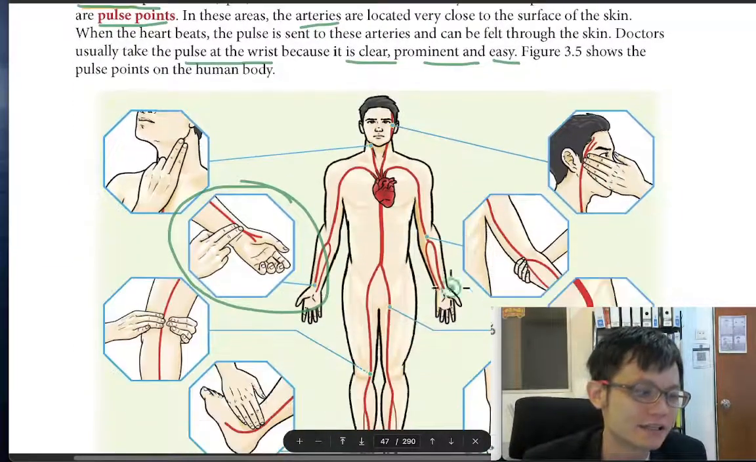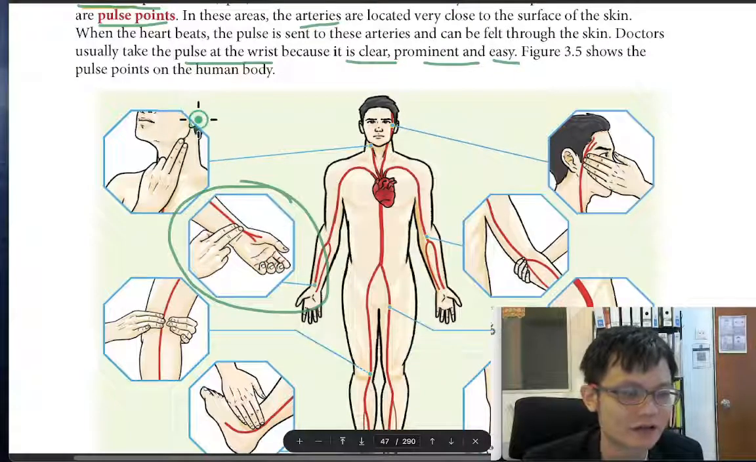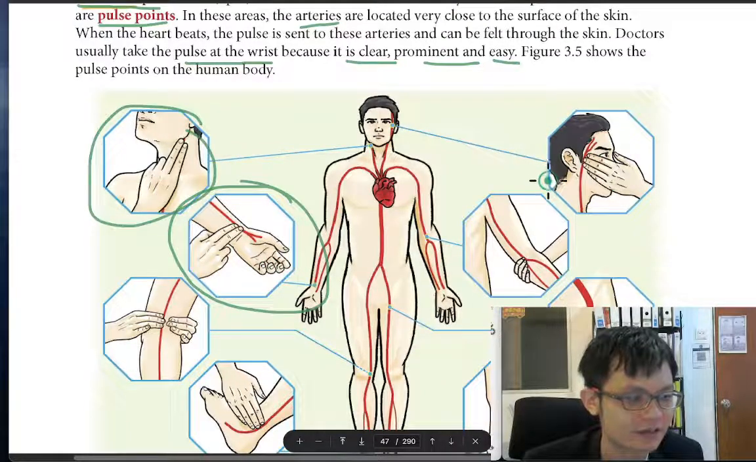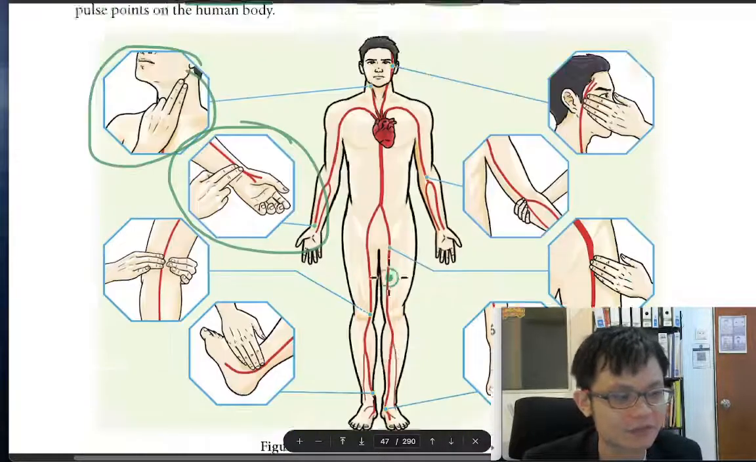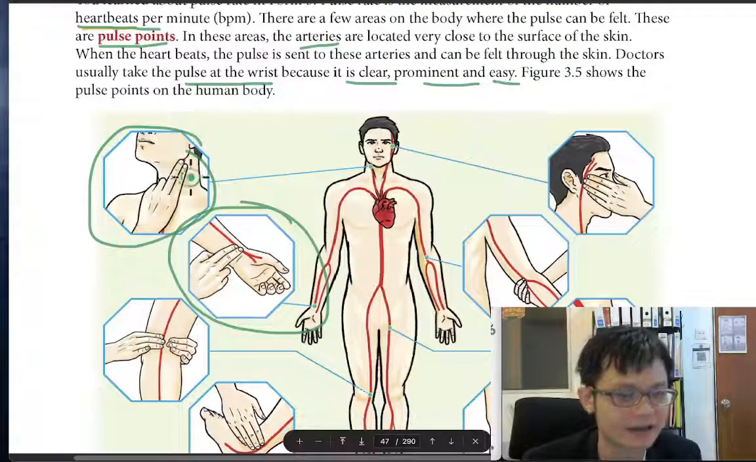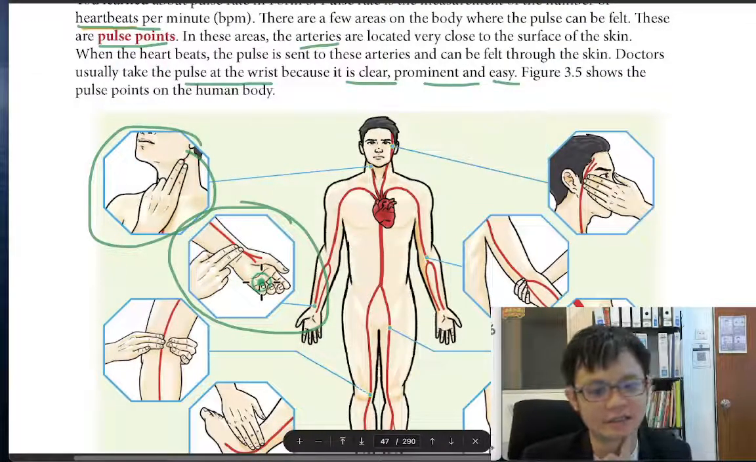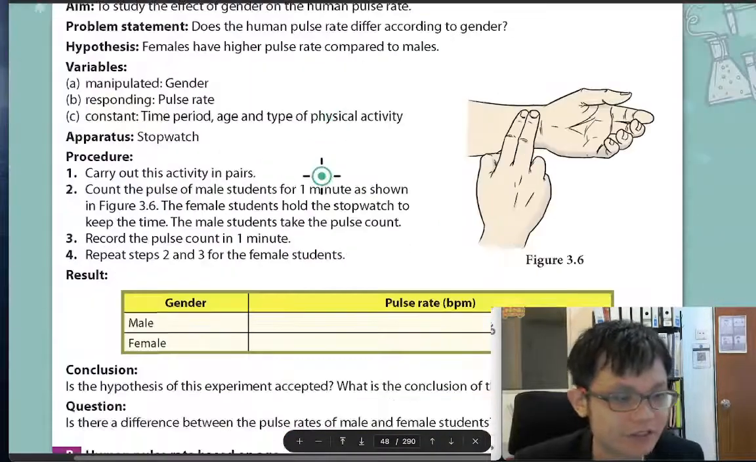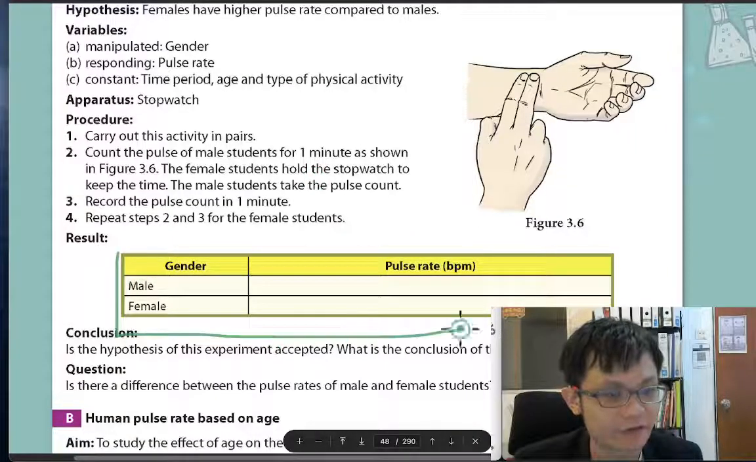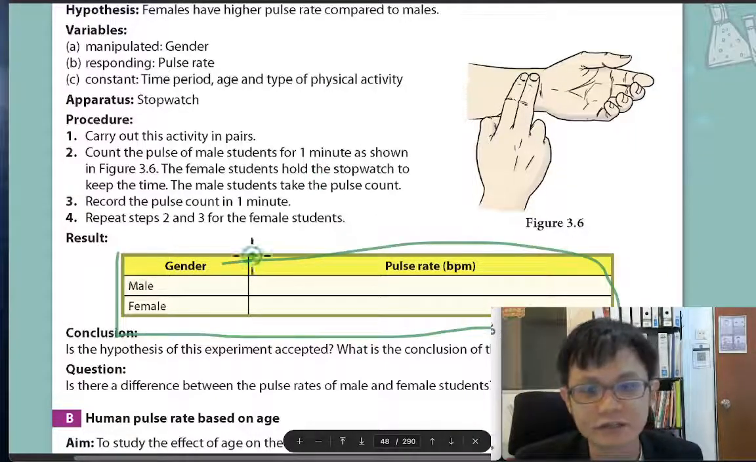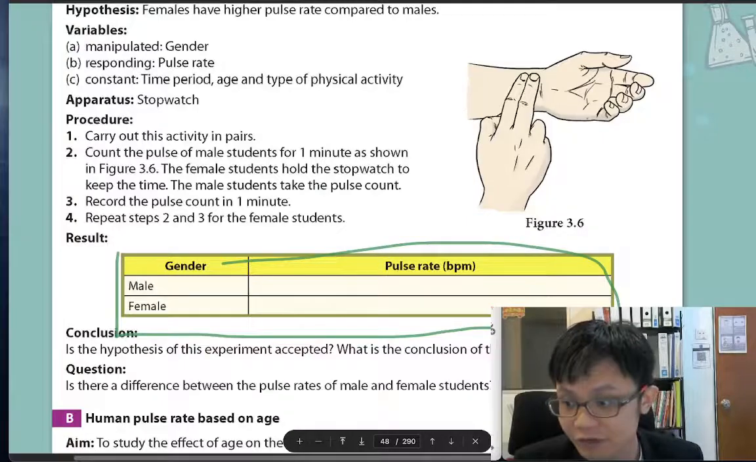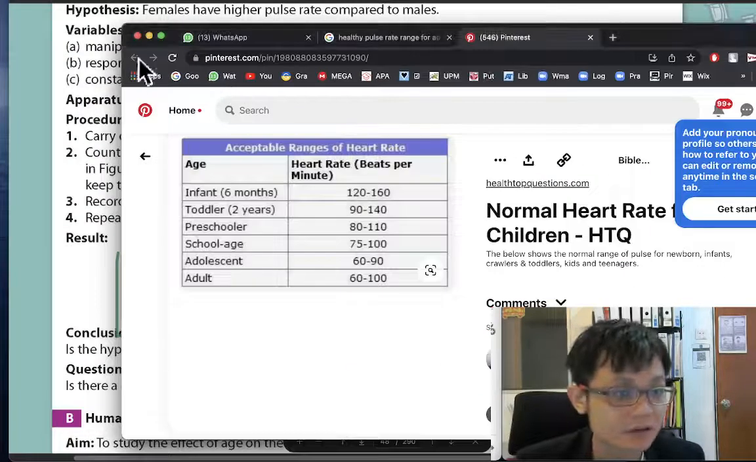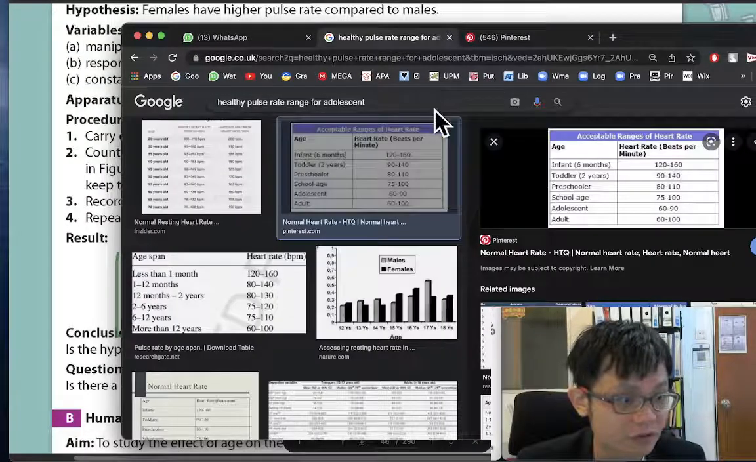Okay, so this is how you check your pulse. Check here, check your head, check here, but usually it is here and here. Usually what I do is here, which I feel is easier to check also. So this is the pulse rate. Do an experiment on male and female pulse rate. Next time you can do this experiment. Just now we saw the picture of pulse rate.